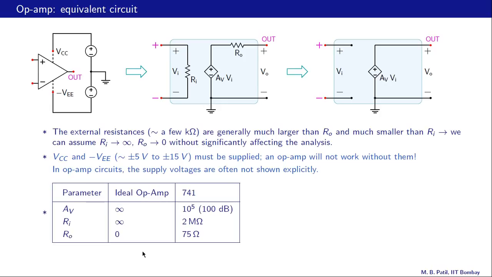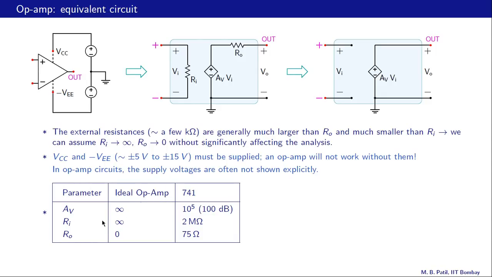Here is a table showing the parameter values for the 741 op-amp. The voltage gain, this gain here, ideally infinite. For the 741, it is 10 raised to 5 or 100,000, which is still a large number. And in terms of decibels, it is 100 dB. Ri, the input resistance, ideally infinite. For the 741, it is 2 mega ohms. And as we commented, this is still much larger than typical external resistance values, which are in the kilo ohms range.